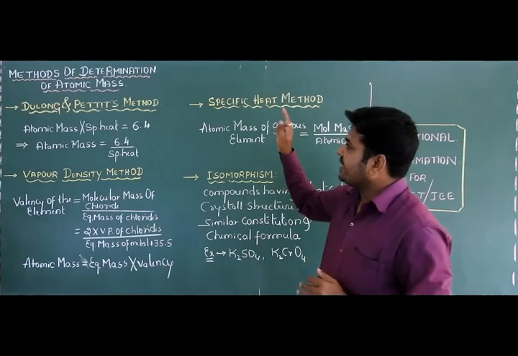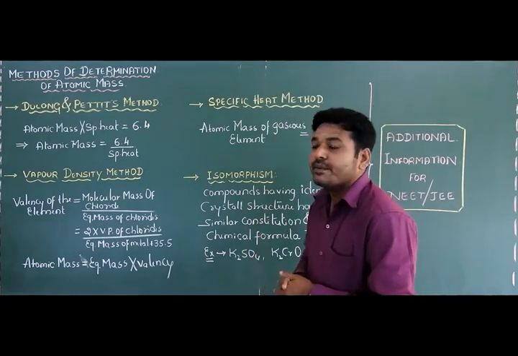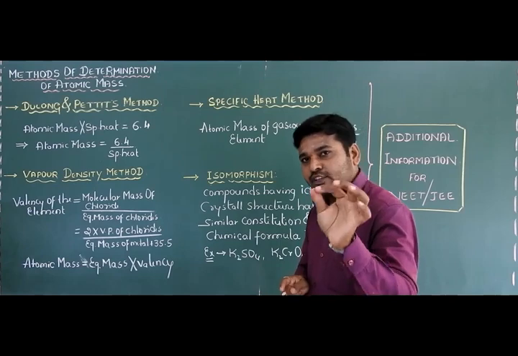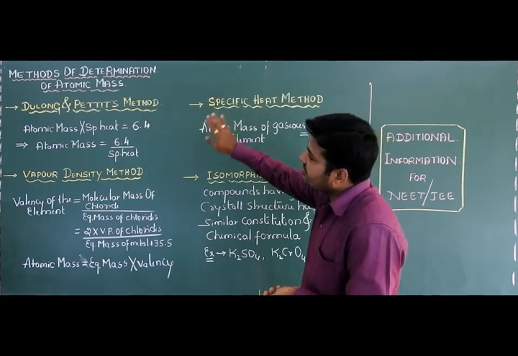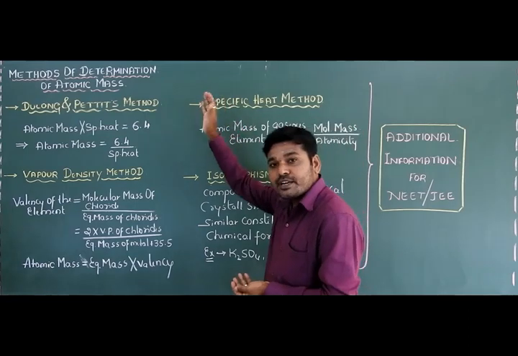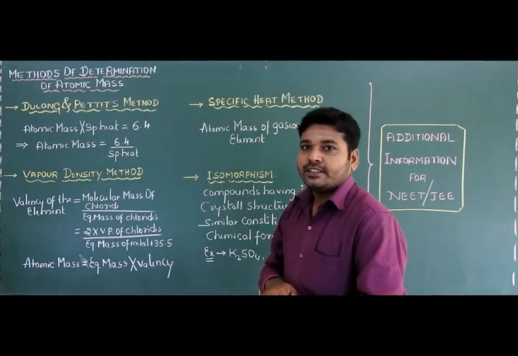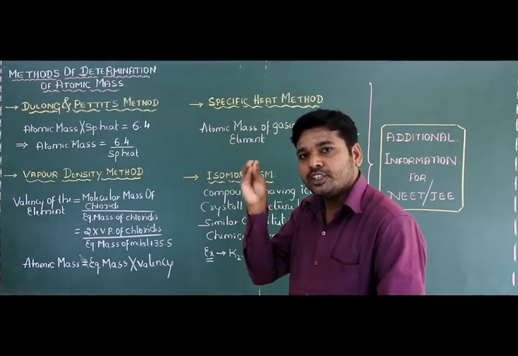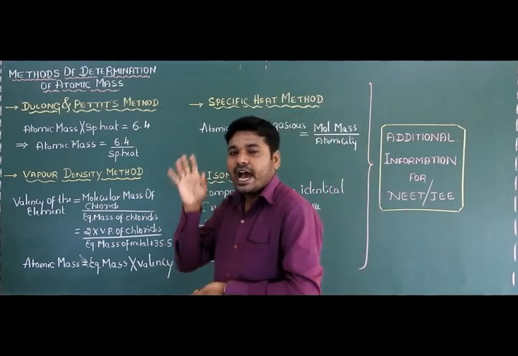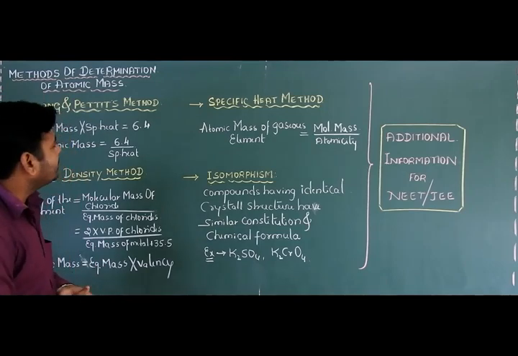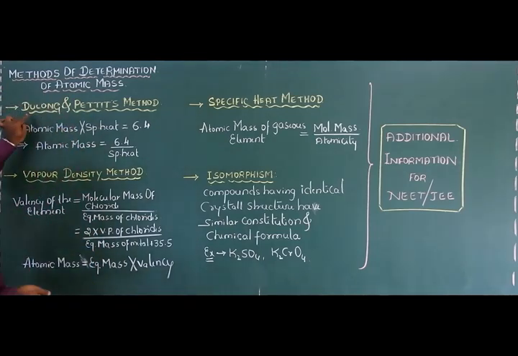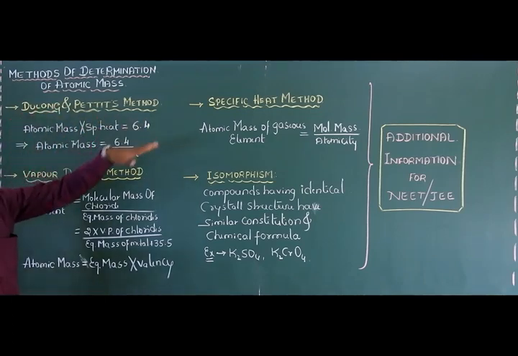Okay, and here in case of the atomic mass of an element concept, there are different methods of determination of the atomic mass of an element, students. A number of methods are used to determine the atomic mass of an element, and out of these different methods, the first method is called Dulong and Petit's law or Dulong and Petit's method.